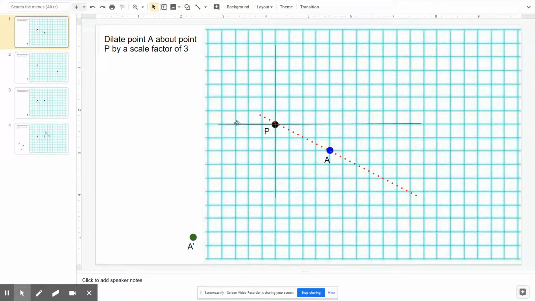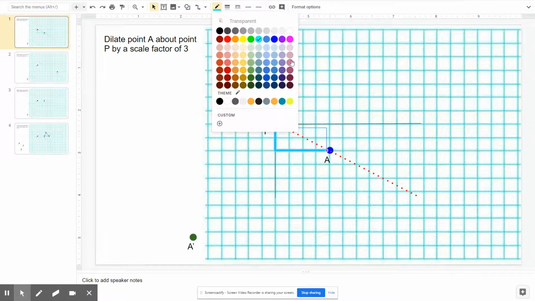So it says a scale factor of 3. That means that I'm going to take whatever distance is between here and here and multiply it by 3. Literally, if I had a ruler, I could measure this distance, multiply that by 3, and plot my point out here. I don't have a ruler, I've got a graph. So I'm going to pick a different color and thicken that up so you can see it. That was a terrible color choice. Let's pick something better. There we go.